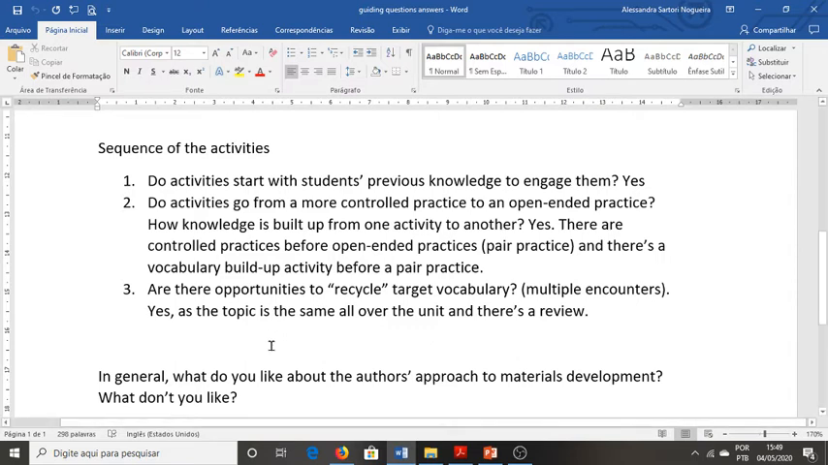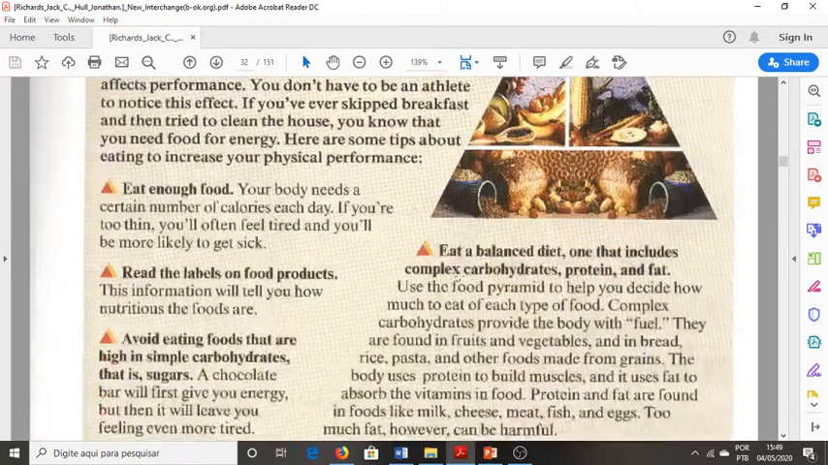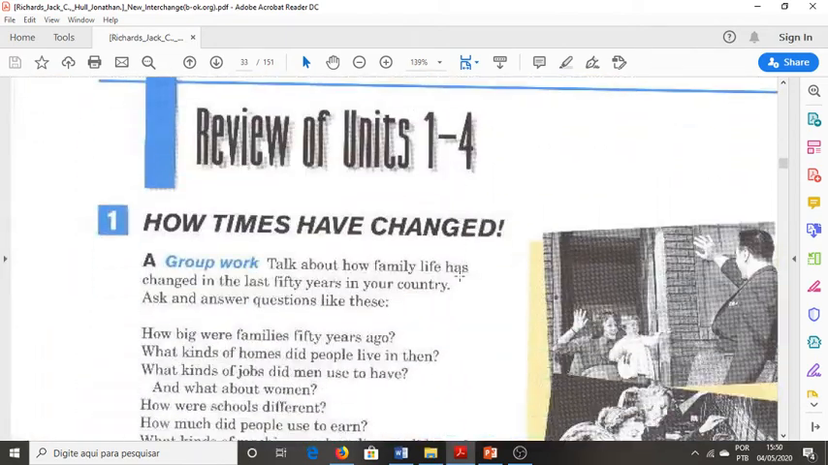Well, my answer is yes, as the topic is the same all over the unit, so students have the opportunity to practice because they're talking about the same topic. And also there is a review. After Unit 4, there is a review of Units 1 to 4 so that students can recycle. Okay, not only vocabulary but also grammar.